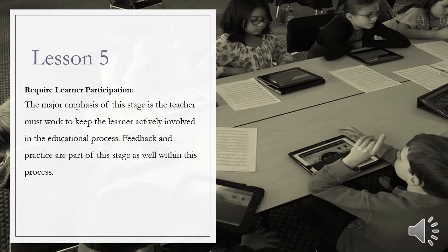Lesson 5 in the Assure model is the R, of course. Require learner participation. The major emphasis in this stage is that the teacher must work to keep the learner actively involved in the learning and educational process. Feedback and practice are part of this stage, as well as within the process itself.